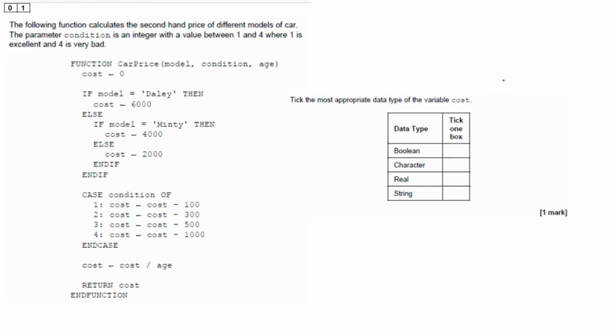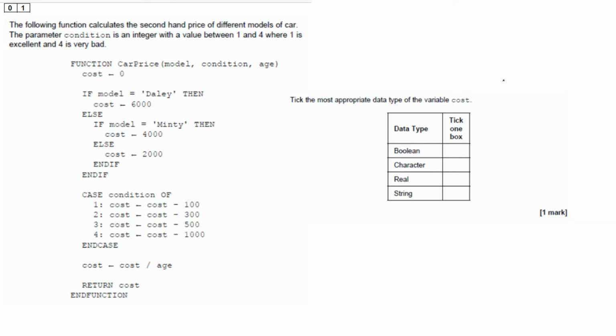This walking talking mark covers the specification point 3.2.1, which is connected to data types, and this is a typical question that may come up in the exam. The following function calculates the second-hand price of different models of car.